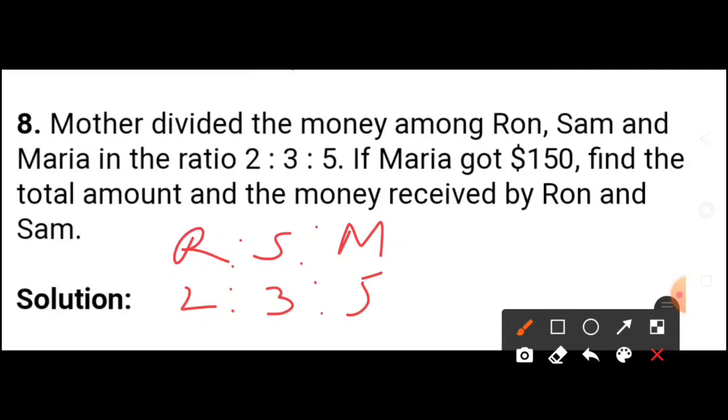If 5 ratio means 150, then 1 ratio will be 30. If 1 ratio means 30, then the share of Ron will be 2 ratio, that means the share of Ron will be 60 rupees. And the share of Sam will be 3 ratio. Therefore 3 ratio will be 90.